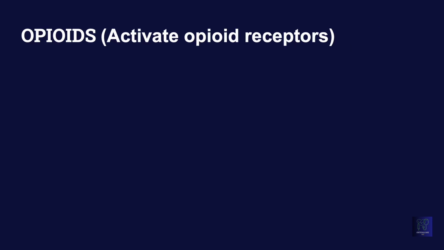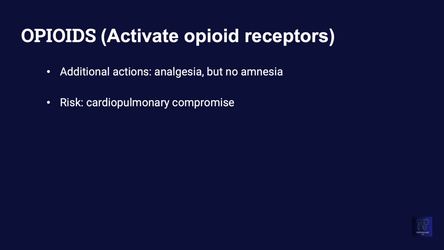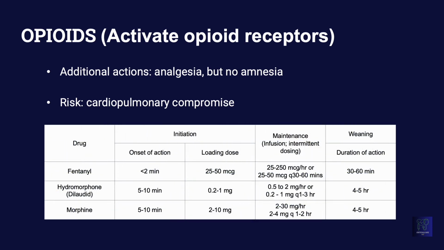Opioids act via activation of central opioid receptors. In addition to being sedatives, they are excellent analgesics. Main risk with opioid use is cardiopulmonary compromise, especially suppression of the respiratory drive. There are three main agents available. Their properties are shown on the screen.